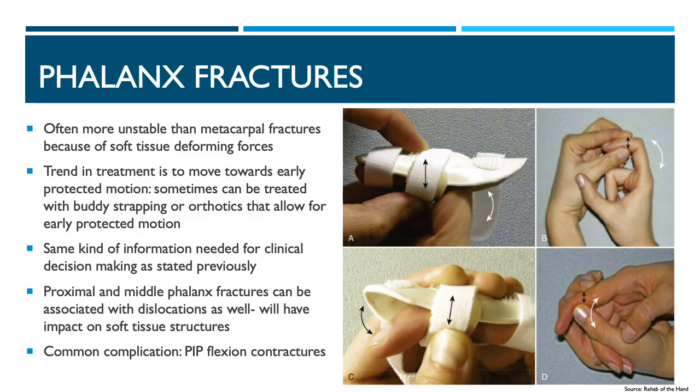Not that I expect you to know all of these, but what they're doing is allowing protected motion between certain joints only within a certain range. So in the first picture, they're allowing for PIP flexion, but keeping the DIP extended, stuff like that. So you'll see a lot of that out there. The most complications with phalangeal fractures is PIP flexion contractures. Those are really, really hard to repair.